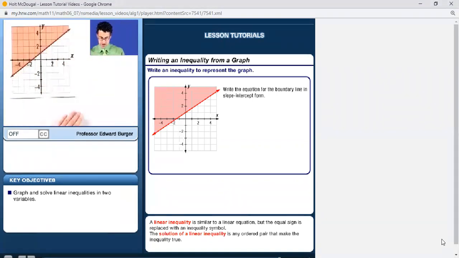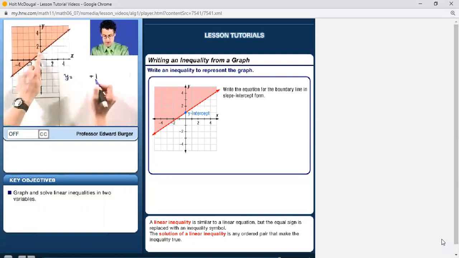Okay, so how do we find the equation of the line? Well, I have the y-intercept right here. That's at 1. Now again, this is how I do it. There are lots of ways that you can find equations for lines. I'm just going to show you how I think about it. So y equals something plus 1, because that's the y-intercept.